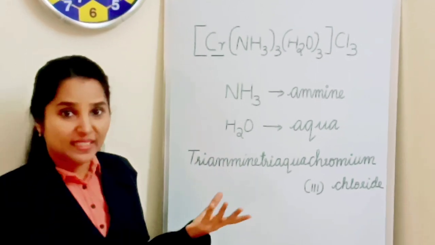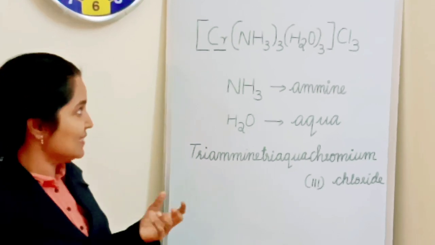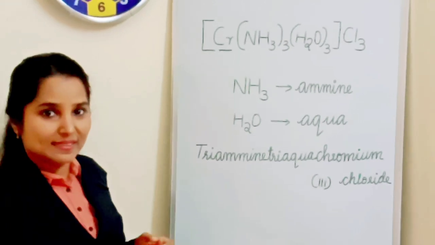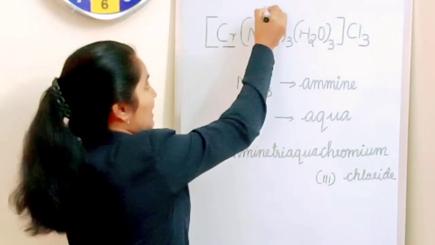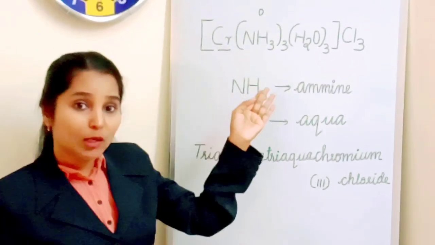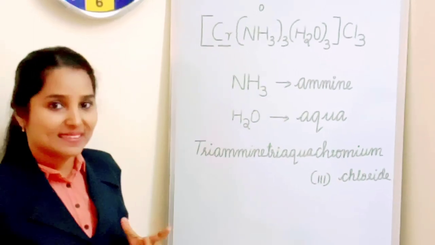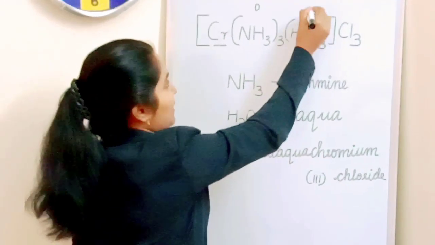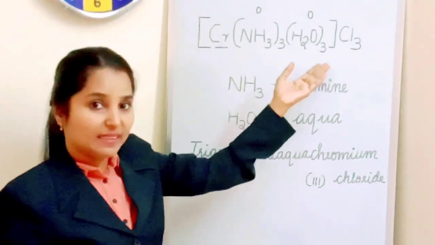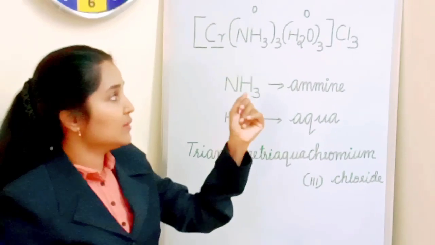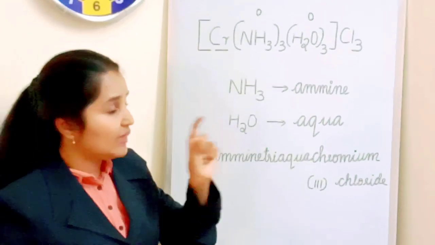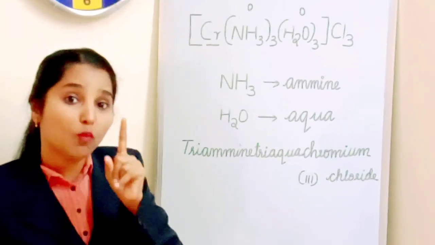Since we know the charges of various ligands, we have already discussed in the previous sessions. NH3, ammine. This ammine ligand has no charge. It's a neutral ligand, so it has the charge 0. And then H2O, aqua. The ligand aqua is also a neutral ligand, so it's carrying no charge. And then there is a counter ion. Since it is outside the coordination entity, it is a counter ion. One chloride will have 1 minus charge.